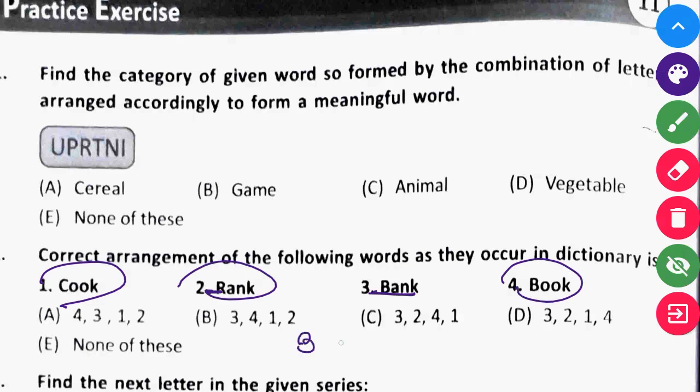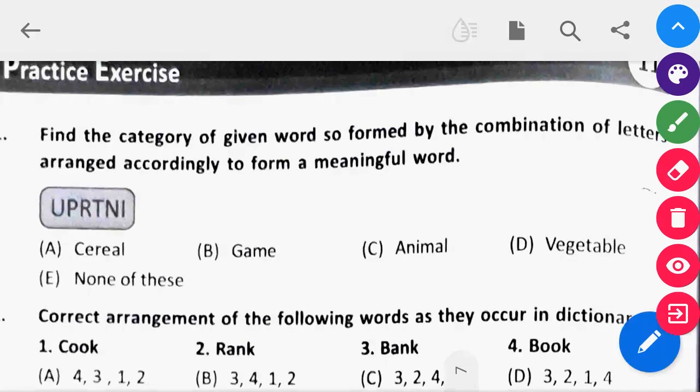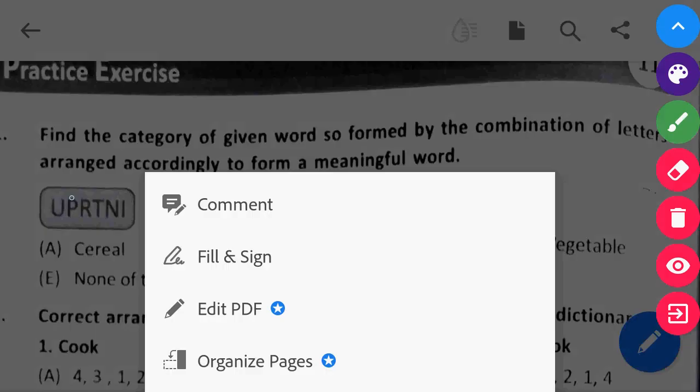So the sequence will be 3, 4, 1, 2. Now search where such an option is. So option B is your answer. You have to think like this only. When any question based on the dictionary comes, always see the first letter of every word, and after analyzing the first letter, if two words share it, look at the second letter.